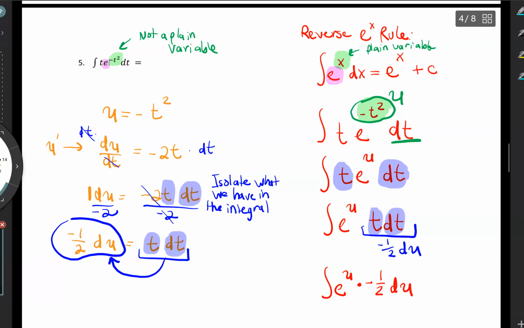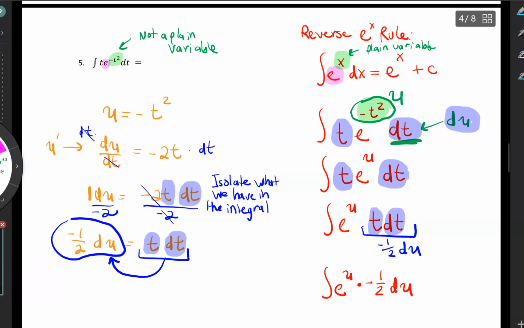To do that, I need to get a du in here. But I can't just randomly swap out a dt for a du. It just doesn't work that way. So I had to use what I had. So what did I have? I had the dt. I had that dt there. And then what else did I have? I had a t floating around in there. So somehow I need to use a t and a dt to get the du.